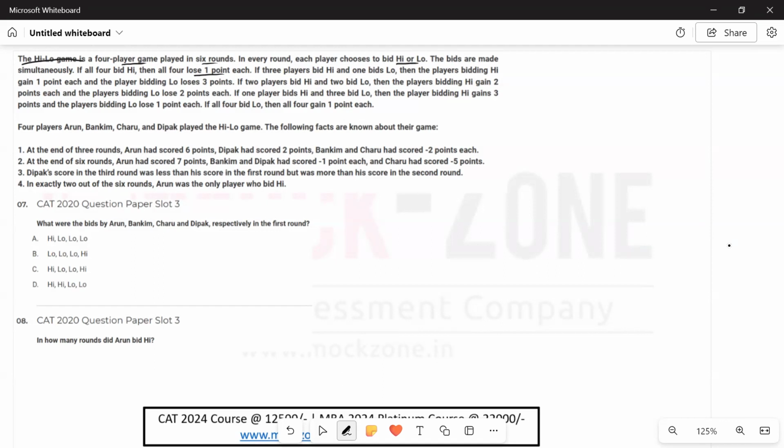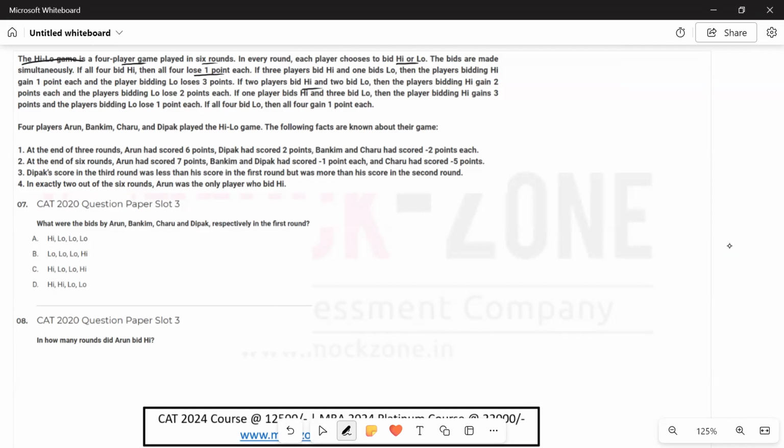If two players bid high and two players bid low, then the players bidding high gain 2 points and the players bidding low lose 2 points. And if one player bids high and three players bid low, then the player bidding high gains 3 points and the players bidding low lose 1 point. If all four bid low, then all four gain 1 point.